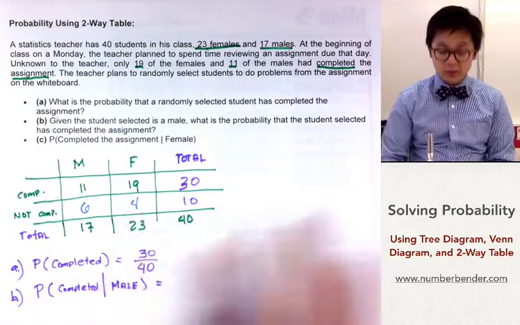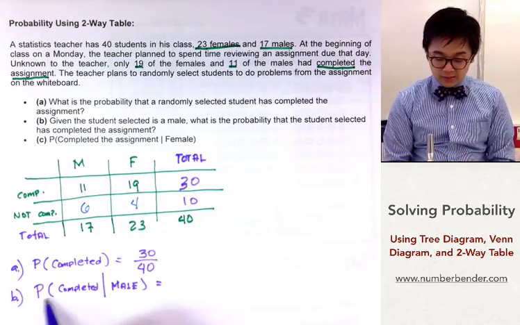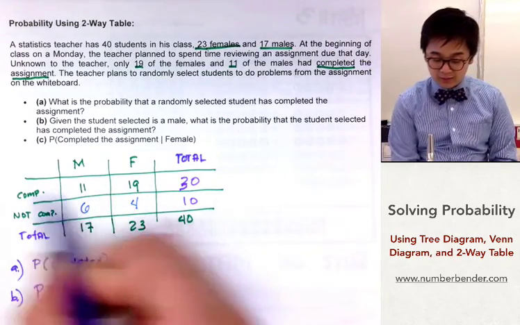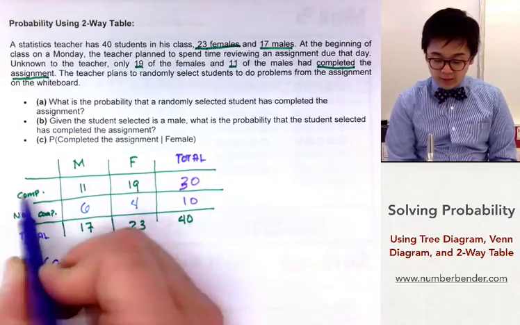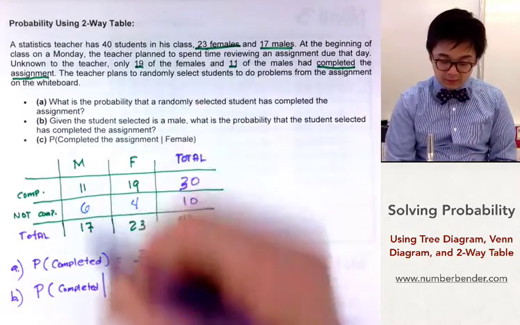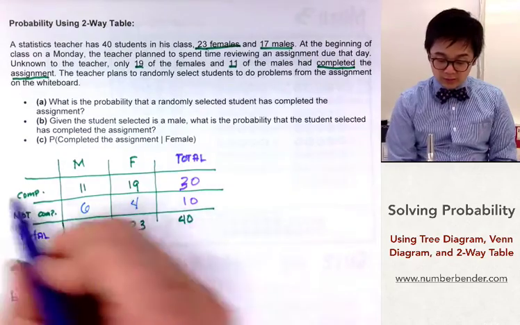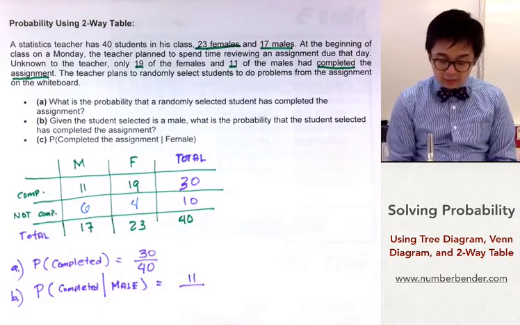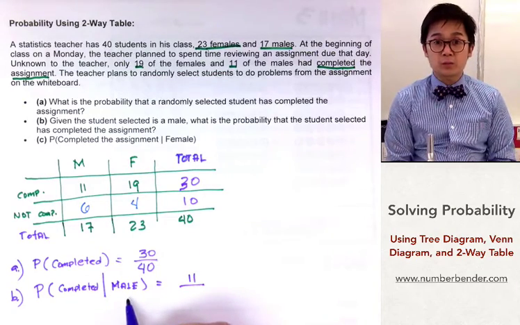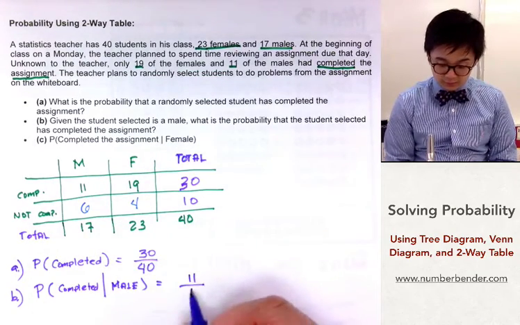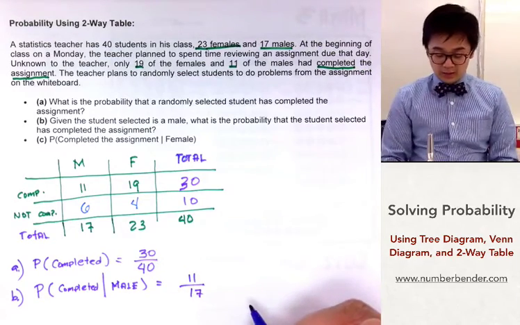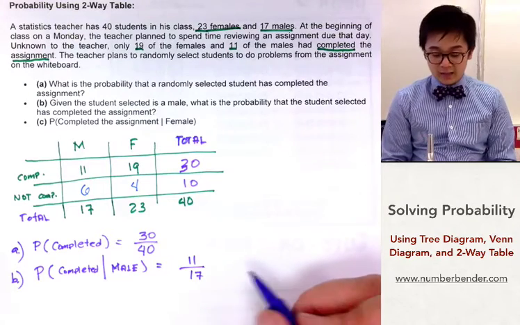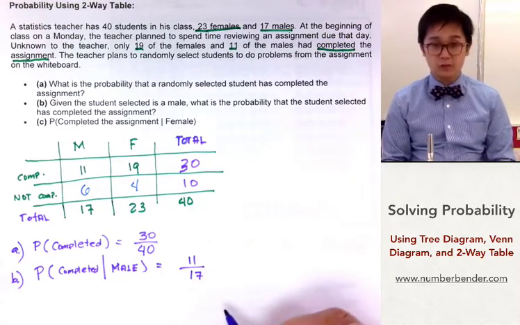At sa paggamit ng two-way table, so yung alam natin, yung completed ng assignment will be this row right here. At yung male naman is this column over here. So yung intersection niya ng completed at male ay 11. At yung denominator natin will be the total number of male students, which is 17. So ang probability na ang estudyante na masiselect natin given na nakuha natin ay lalaki at nakapag-complete siya ng homework will be 11 over 17.